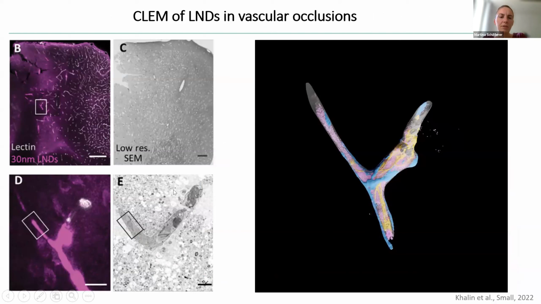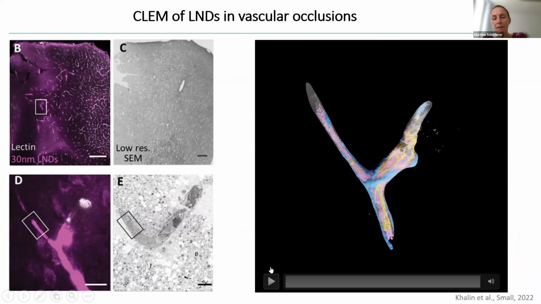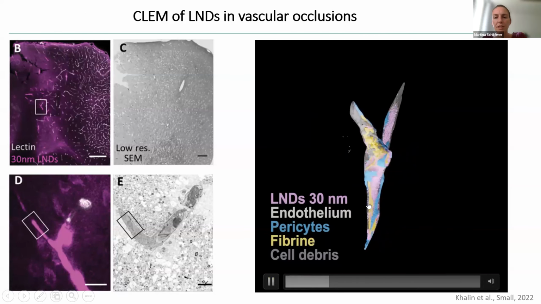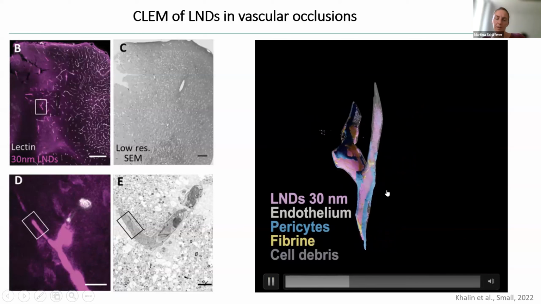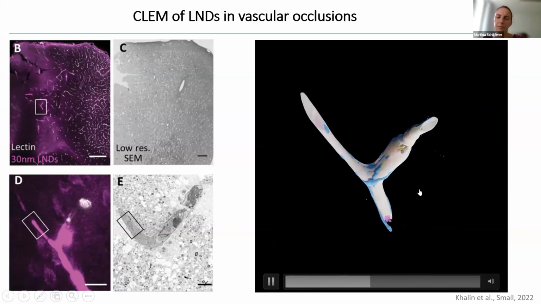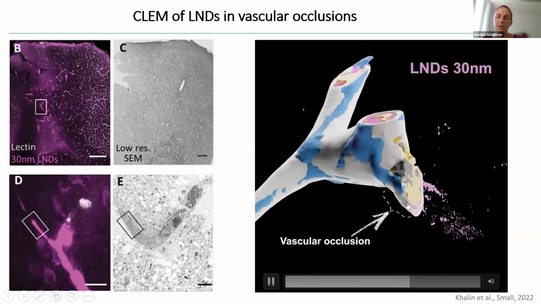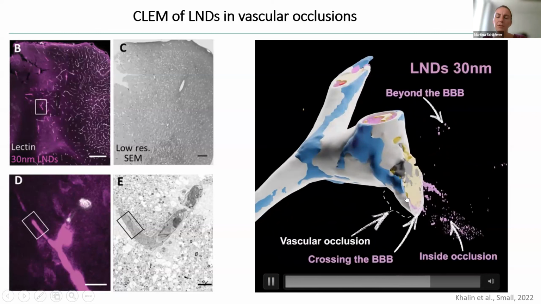So this is now the low resolution image, and you can see here that this is an occlusion with a very bright signal from these lipid nanodroplets. And with electron microscopy, we can now reconstruct the entirety of this occlusion site with all the fibrin that is clotting the vessel here, and we can also identify accumulations of lipid nanodroplets that are in the vessel or outside the vessel.